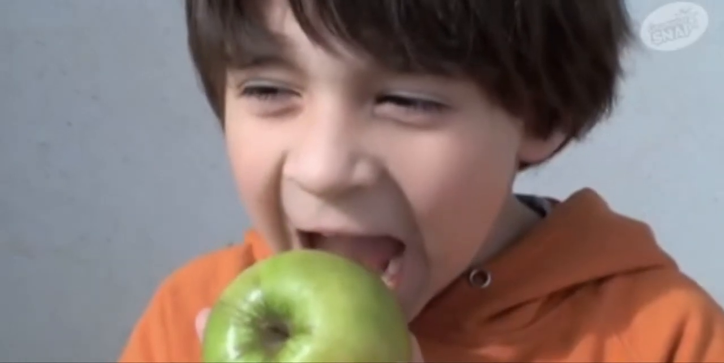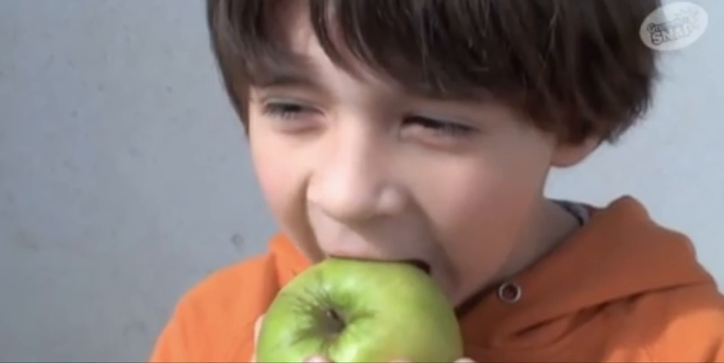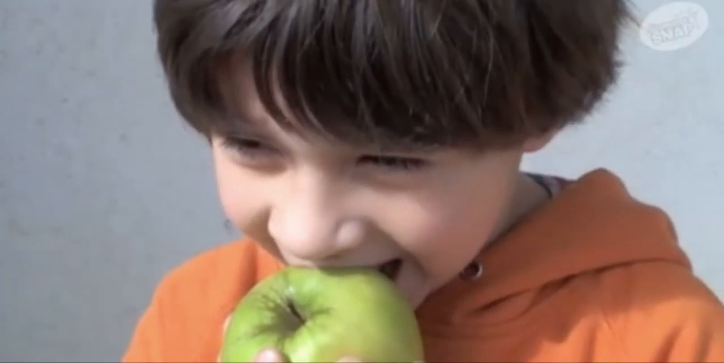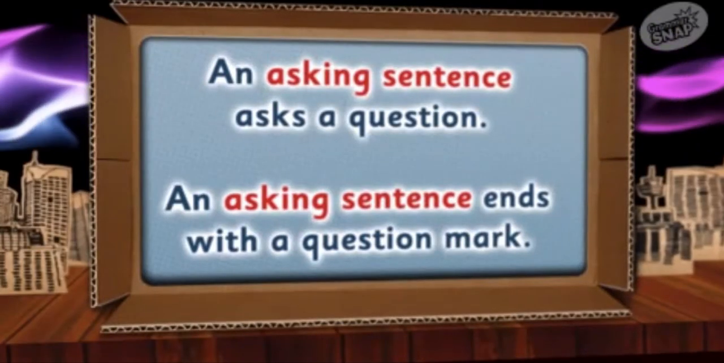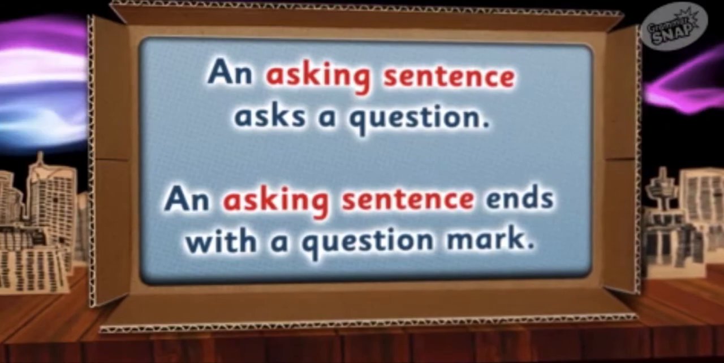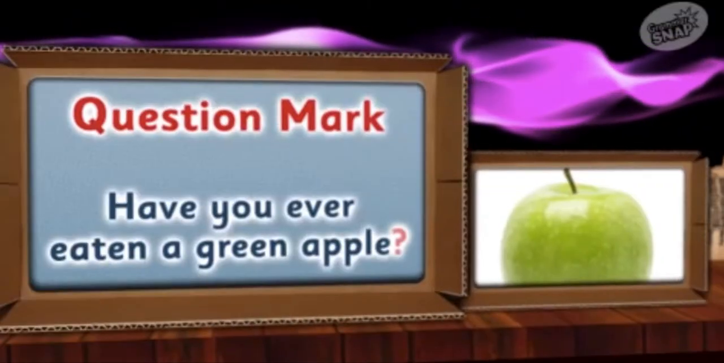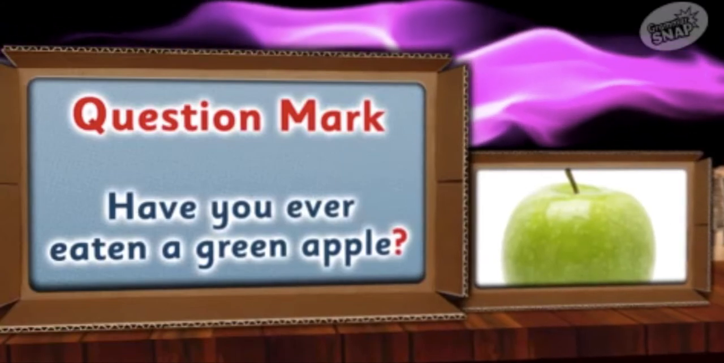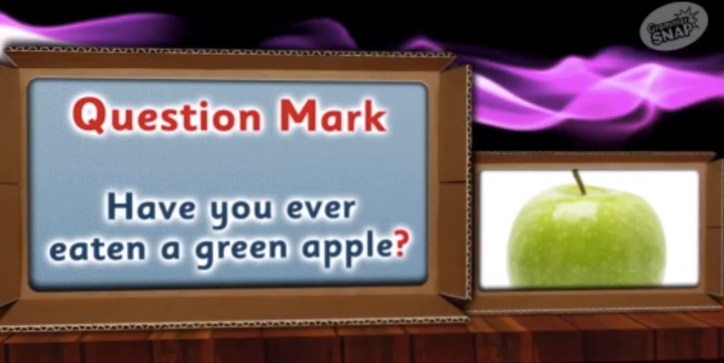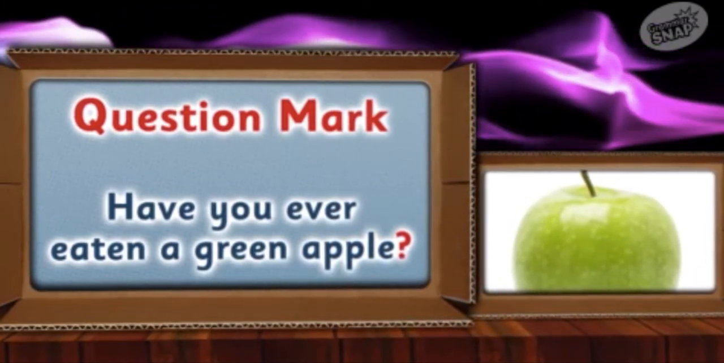Telling sentences aren't the only kind of sentences you can make. Let's look at another kind of sentence. Have you ever eaten a green apple? That's an asking sentence. An asking sentence asks a question and ends with a question mark. See the question mark at the end? Telling and asking sentences are very helpful for learning and sharing information. Is it time to say goodbye now? Yes, it is. Goodbye.